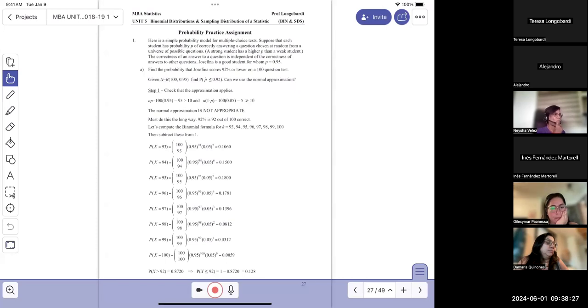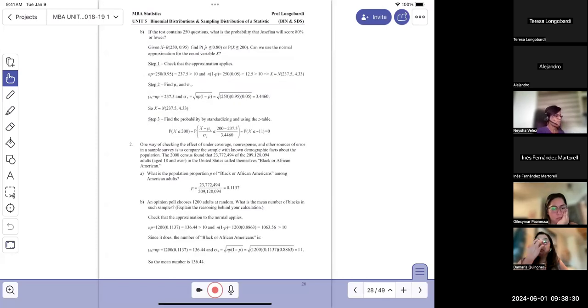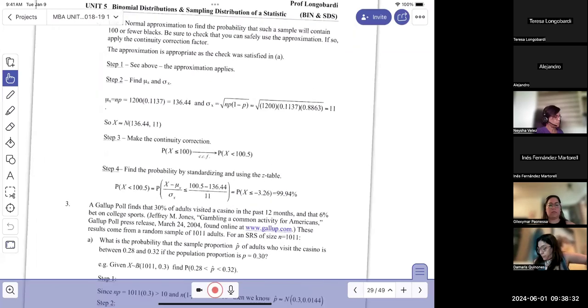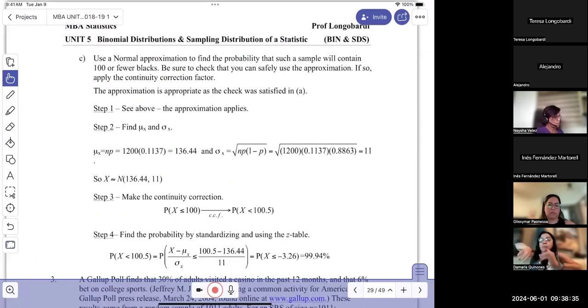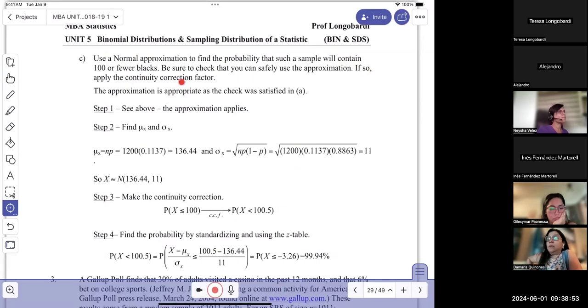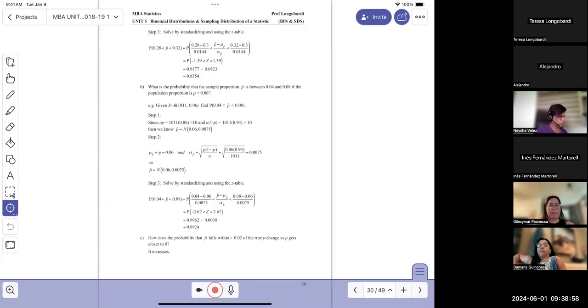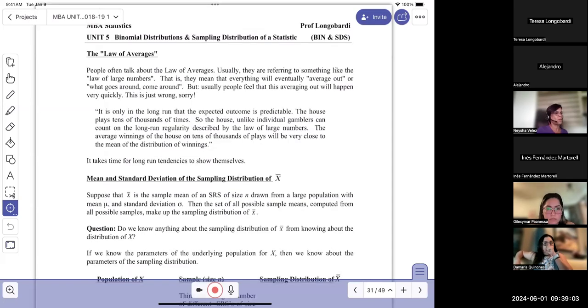There are some practice assignments here. So here I ask you to use, I'm very explicit, the continuity correction factor. But you'll see in some exercises I might refer to the exact value.